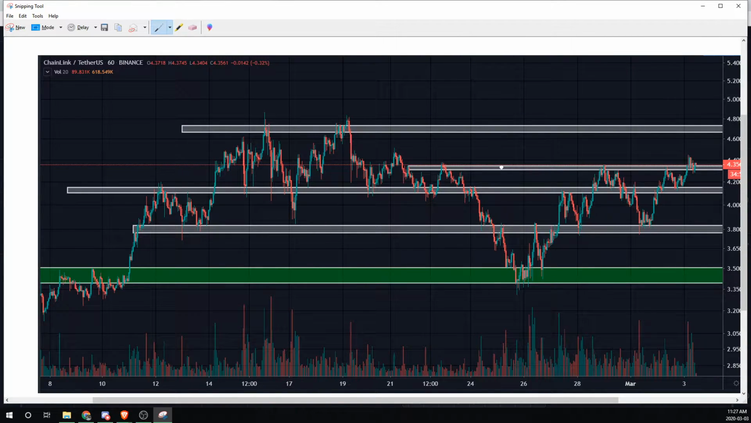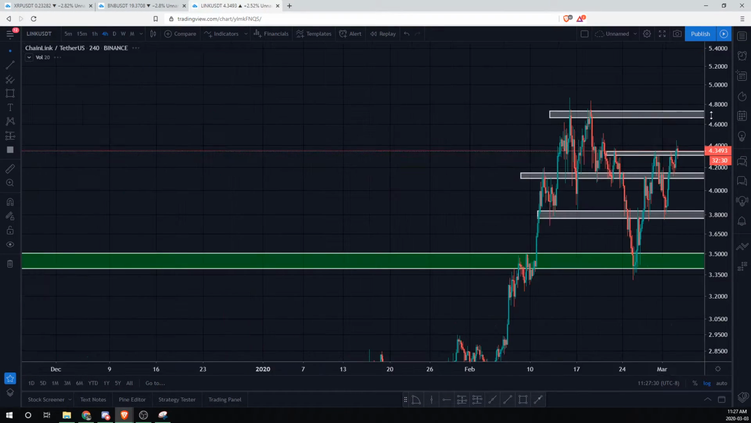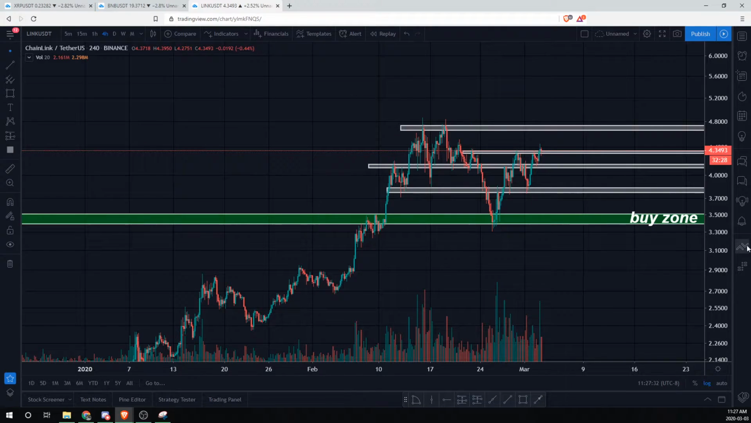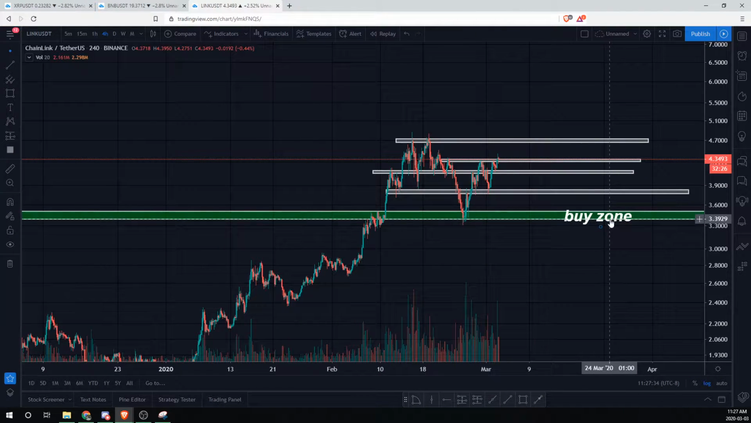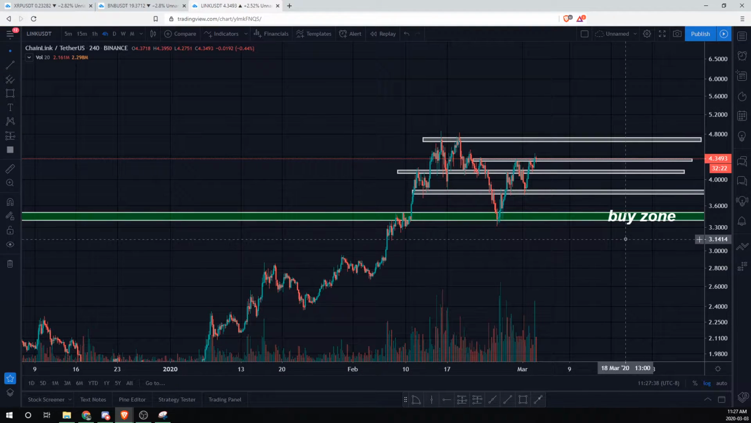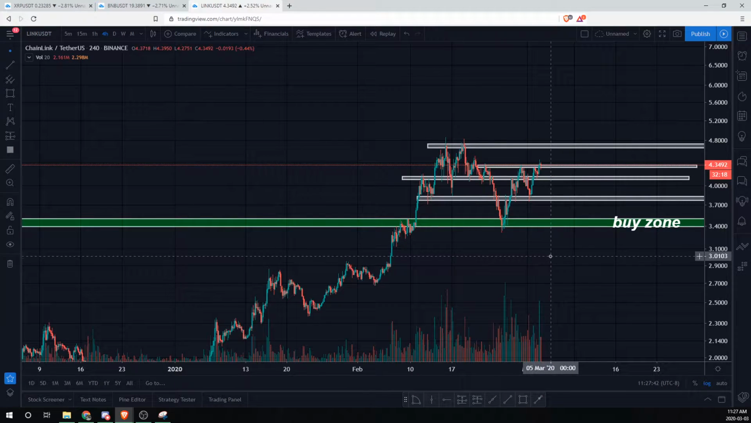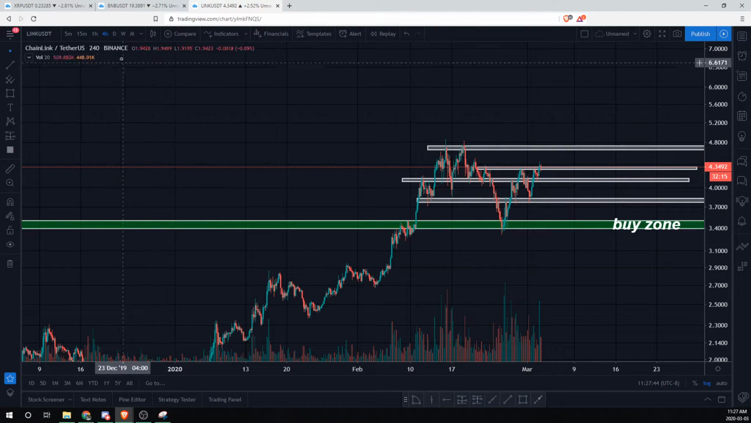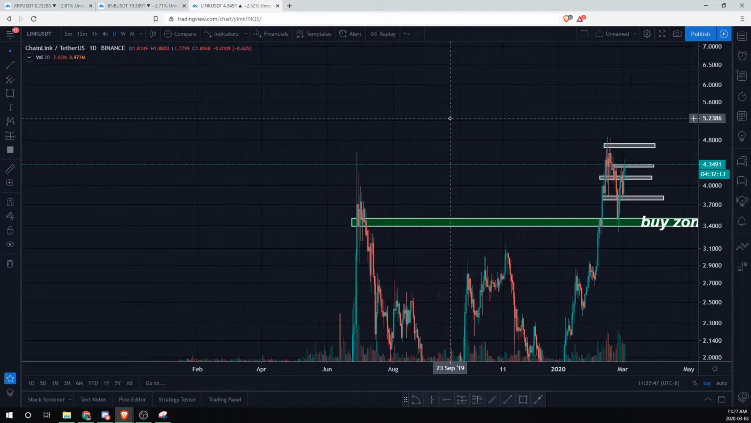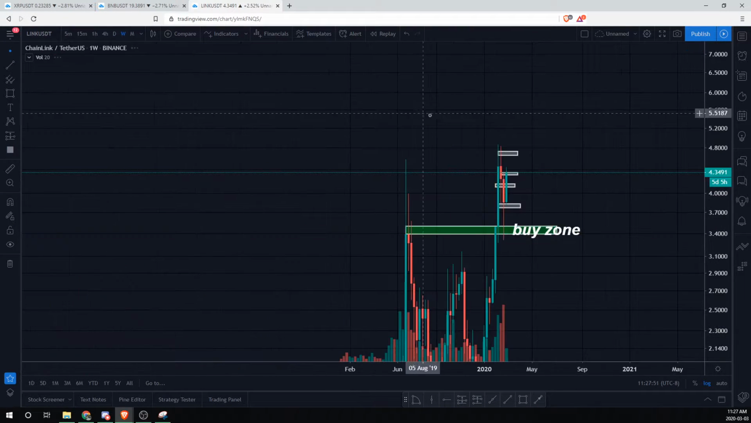And we're just playing within a large consolidation. I think you can see that a little bit more clearly within this. I just put buy zone there because that is the support zone or the demand zone, what we call a buy zone. So we haven't broken this zone. We're just consolidating sideways. I don't think that we have a major direction right here.